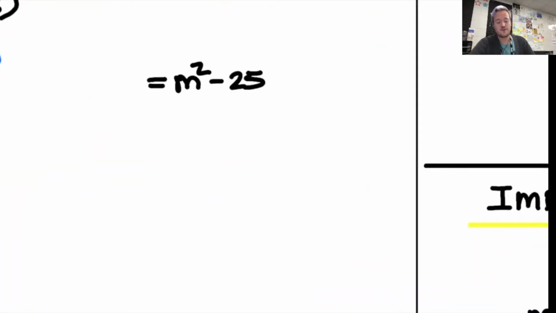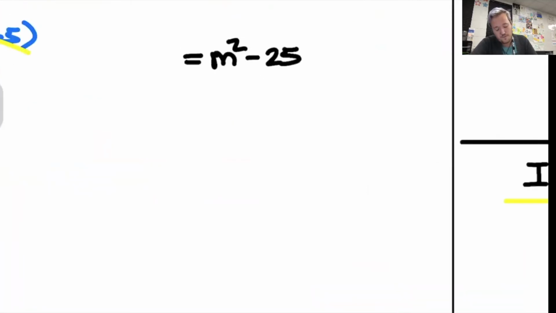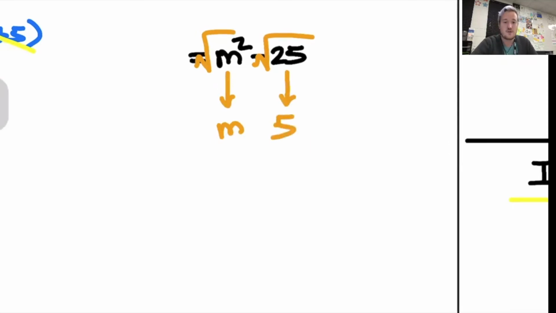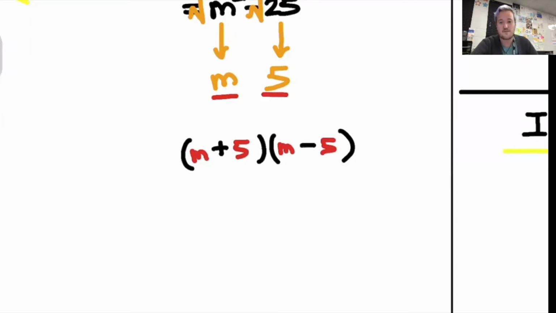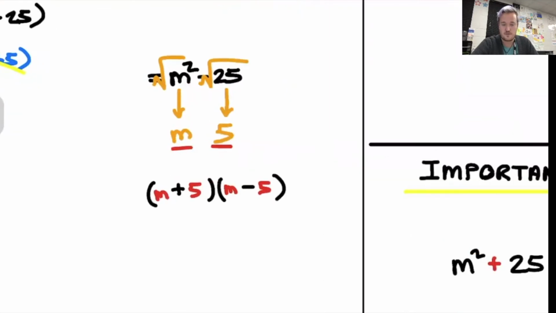All right, so for your difference of squares here, both values are perfect squares. So I'm going to take the square root of both of them. If I take the square root of m squared, you get m. And if I take the square root of 25, you get 5. So now with the difference of squares, you're going to have 2 binomials, one with addition and one with subtraction. However, both of your binomials are going to be m and 5. So you're going to have m plus 5 and m minus 5. It's just one's with addition, one's with subtraction. Okay, so there's the trick for that one.